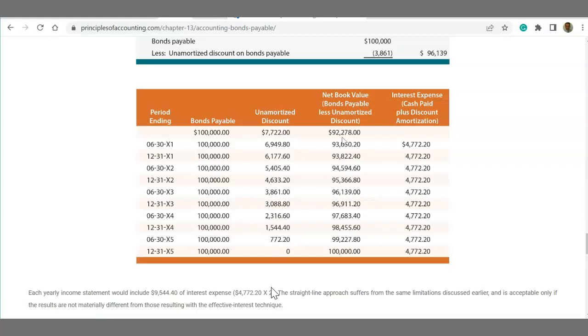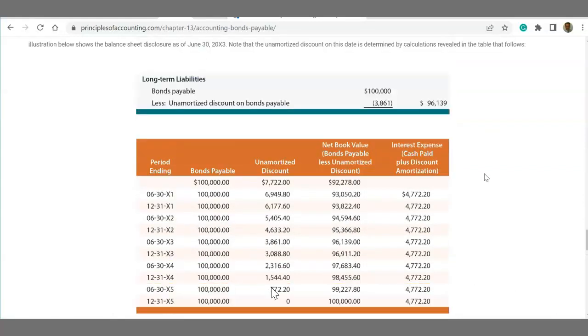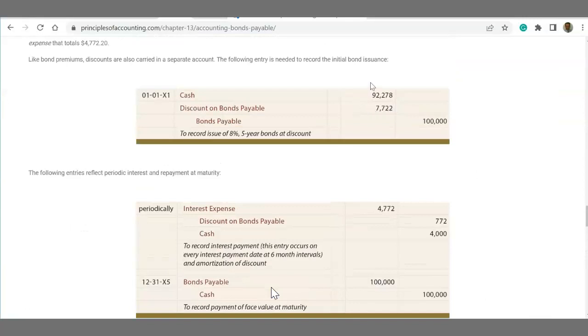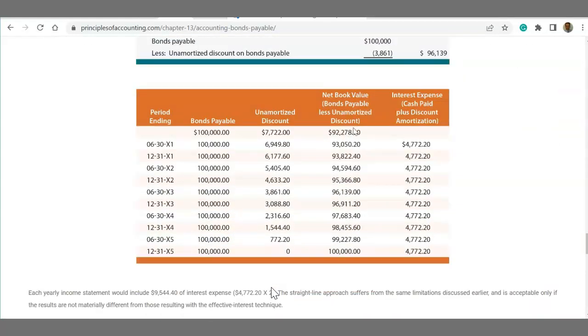And my net book value at the very first day was $92,278. However, that $92,278 keeps going up and up all the way to 100,000, and that's where the maturity date is, and I will pay off the liability. And interest expense, as you see every time, instead of $4,000, it will be $4,772.20, and that's the same thing every time.